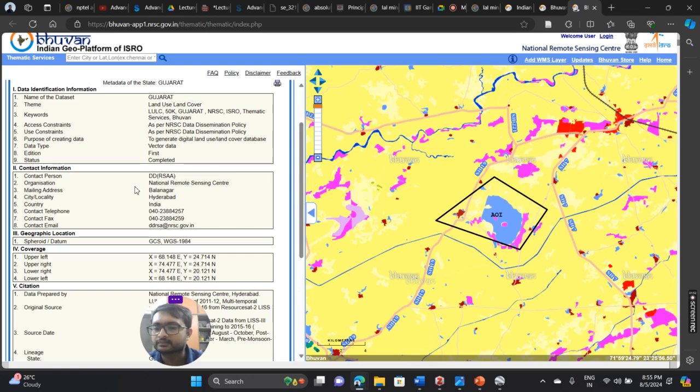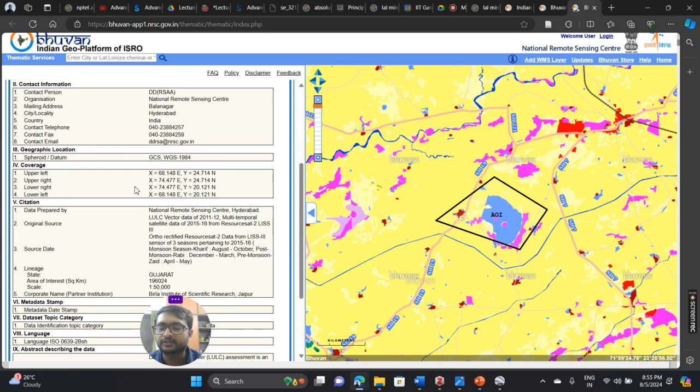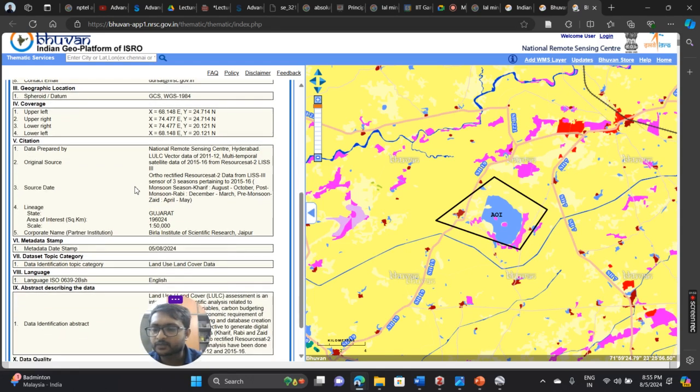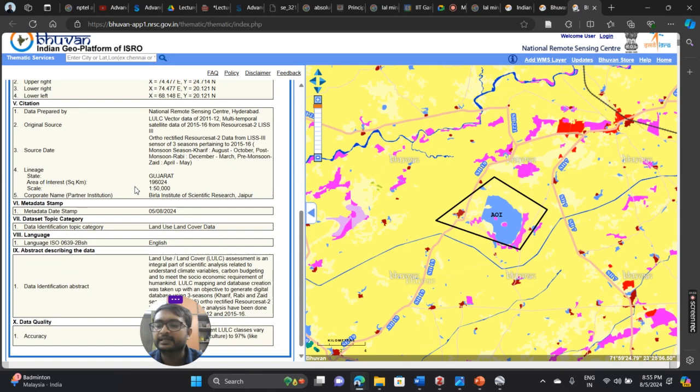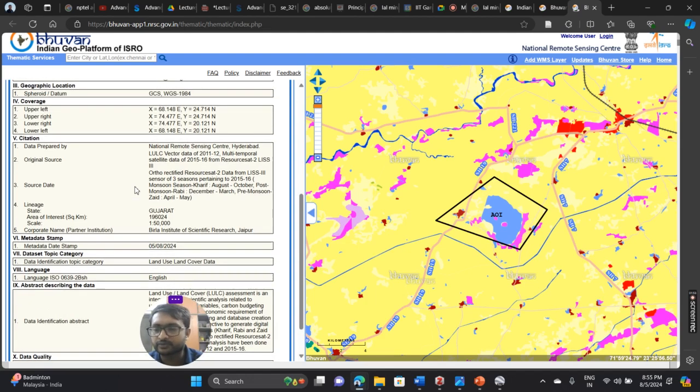And then further, metadata. Metadata is the detail of who created the data set and which methods they used. Anything related to this data set is given under the metadata: who created it, when they created it, what the specification of the data is, what the scale of the data is, and so on.